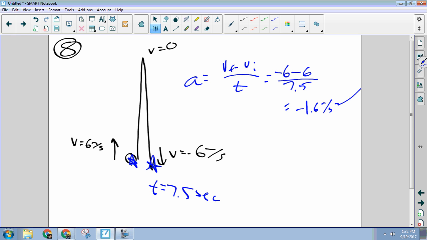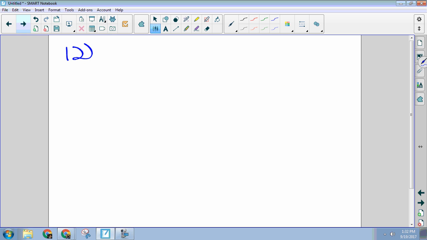Somebody asked about 12, so let's do that one. Number 12. It says a ball rolls up a hill at 5.5 meters a second and slows down at 1.3 meters a second squared. What's the velocity after 6.3 seconds?